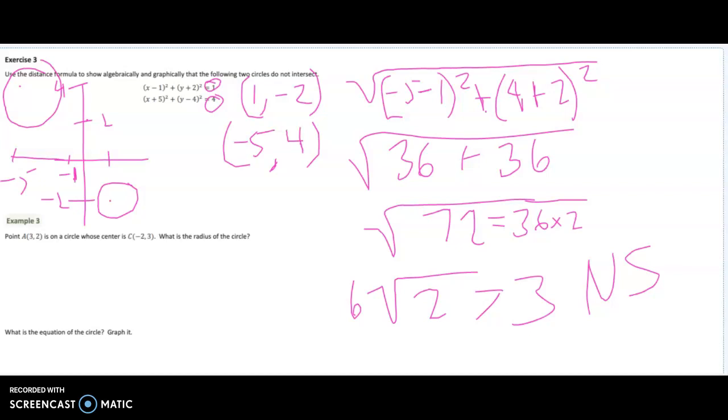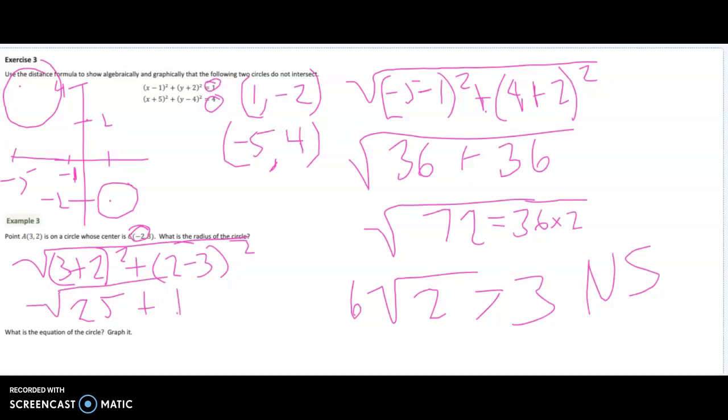Okay, so distance formula. Let's go with x, 3 plus 2 because of the built-in negative. This -2 becomes a +2, plus 2 minus 3 squared. So 5 squared is 25 plus -1 squared is 1. So square root of 26 is the radius.